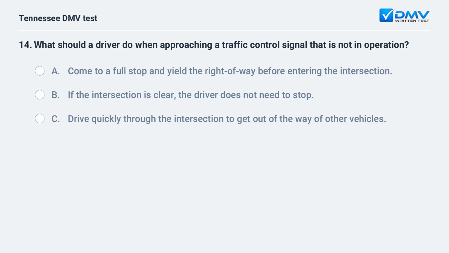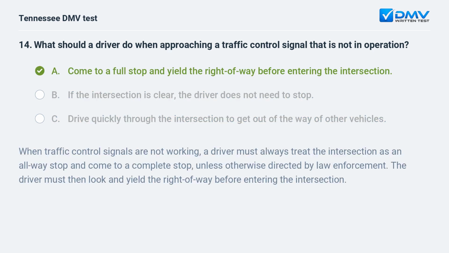What should a driver do when approaching a traffic control signal that is not in operation? A. Come to a full stop and yield the right-of-way before entering the intersection. B. If the intersection is clear, the driver does not need to stop. C. Drive quickly through the intersection to get out of the way of other vehicles. A. Come to a full stop and yield the right-of-way before entering the intersection.